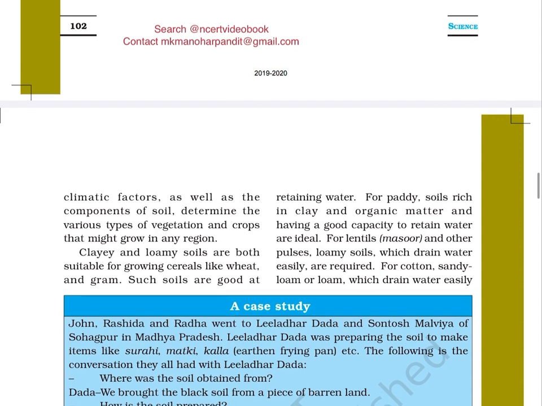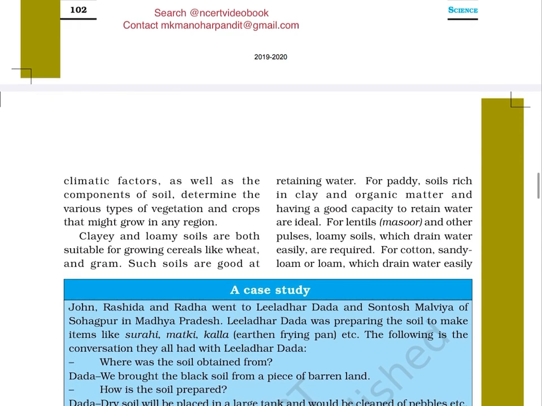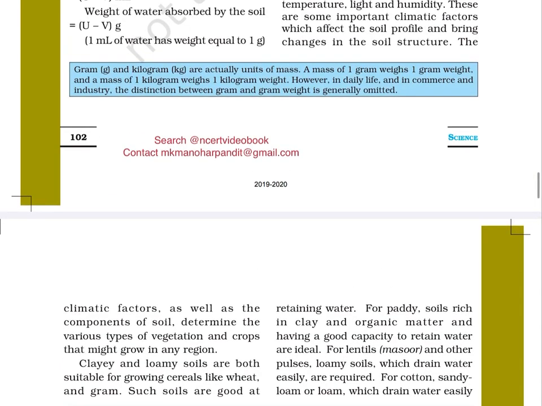The climatic factors, as well as the components of soil, determine the various types of vegetation and crops that might grow in any region. Note: gram, denoted by g, and kilogram, denoted by kg, are actually units of mass. A mass of 1 gram weighs 1 gram weight, and a mass of 1 kilogram weighs 1 kilogram weight. However, in daily life and in commerce and industry, the distinction between gram and gram weight is generally omitted.